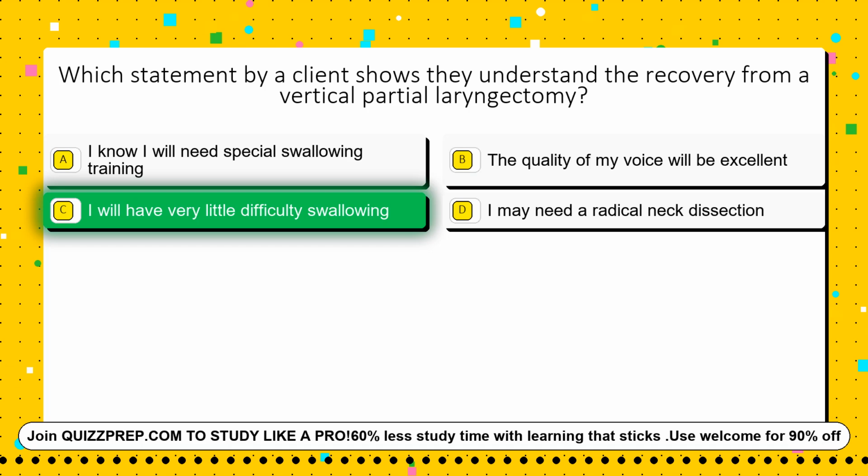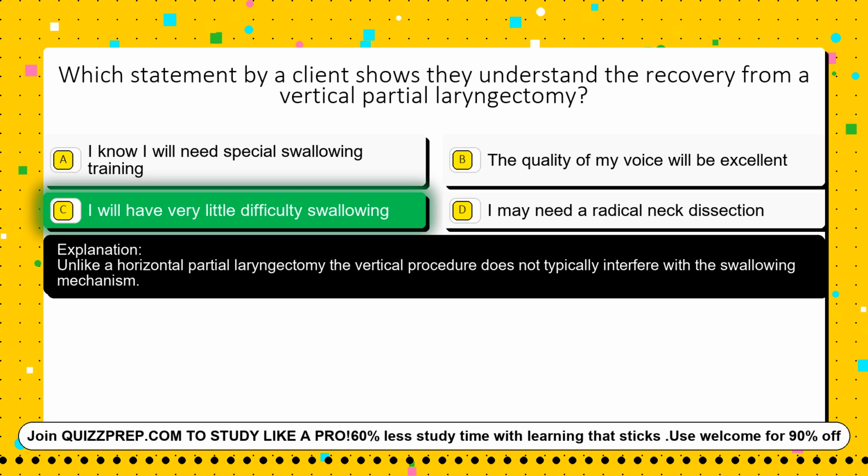The correct answer is option C. I will have very little difficulty swallowing. Unlike a horizontal partial laryngectomy, the vertical procedure does not typically interfere with the swallowing mechanism.